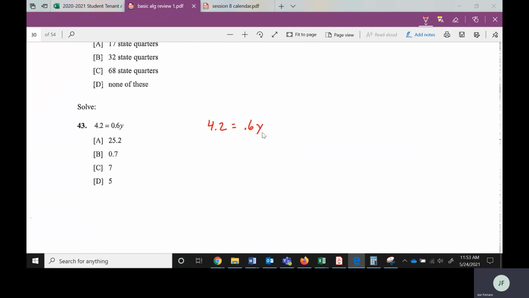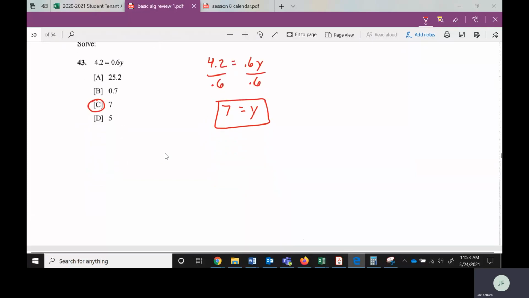Now again, it doesn't matter that the variable's on this side. You just find the variable. It is being multiplied by 0.6. That's what it means when they're right next to each other. It's multiplication. Whenever a variable is right next to a number, that's multiplication. So we want to undo the multiplication by dividing by 0.6. If we divide this side by 0.6, we have to divide this side by 0.6. Okay. The purpose of doing that is these cancel out. You're left with just y on the side. Take 4.2 divided by 0.6. You're going to get 7. And there's your answer, which is letter C.